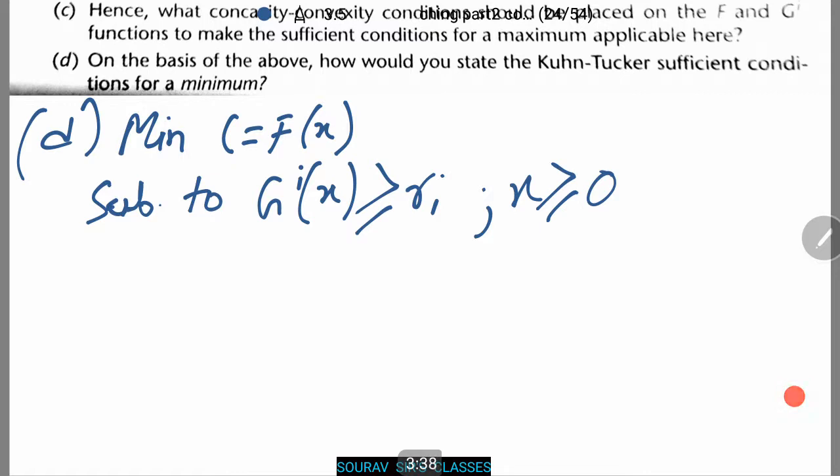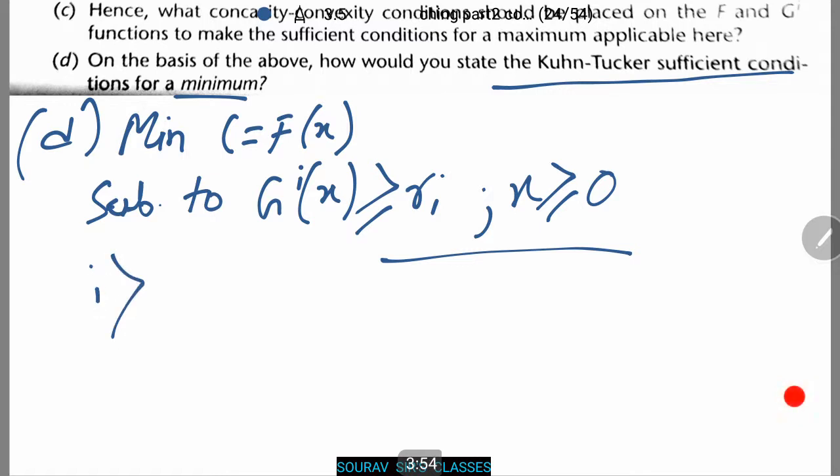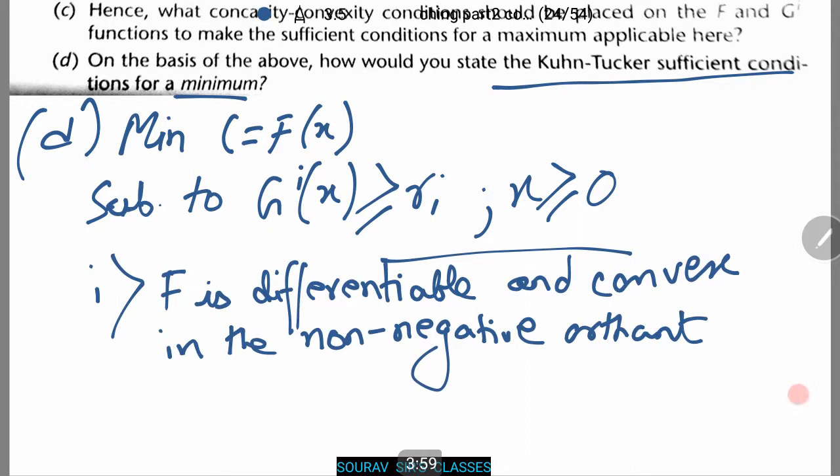Over here we are given a minimization problem, that is minimize c equals f(x) subject to g^i(x) greater than or equal to r_i and x greater than or equal to 0. Now we need to state the Kuhn sufficient condition for a minimum. Let the first one be: f is differentiable and convex in the non-negative orthant, which I explained in the previous question.